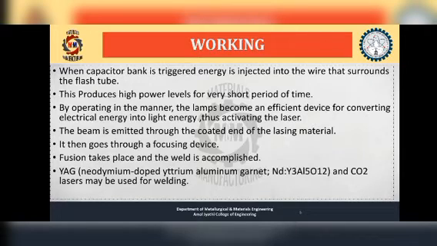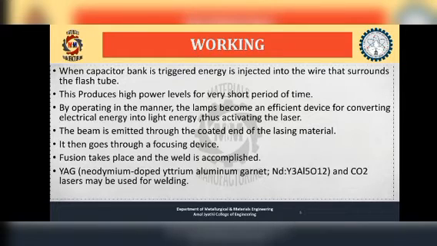First, the electric supply is given to the capacitor bank, and this energy is stored in the capacitor bank. When the capacitor bank is triggered, this energy is injected into the wires that surround the flash tube. This causes a high amount of energy for a very short time. So, by operating in this manner, the lamp can effectively convert electric energy into light energy. This causes the activation of the laser.